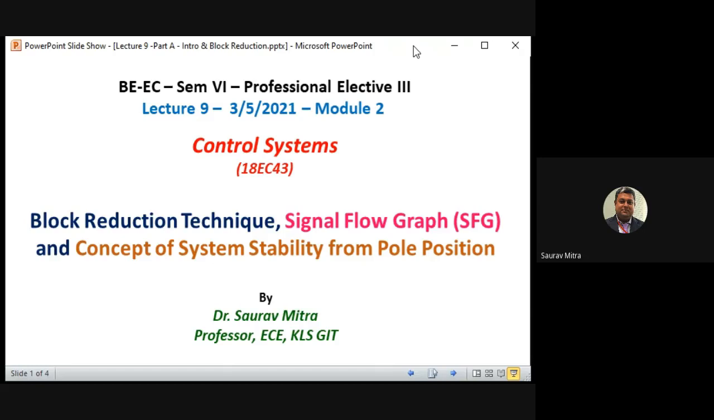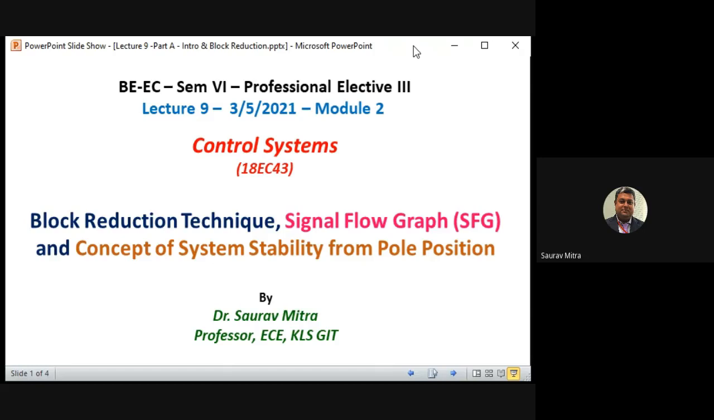So why are we doing these two techniques, the block reduction technique and the signal flow graph? In the exam, at least two questions of 20 marks each, that means a total of 40 marks, will be asked from control systems module 2. In that, at least 30 to 35 marks you can expect will be asked from the block reduction technique and signal flow graph. So you cannot leave any of the techniques.